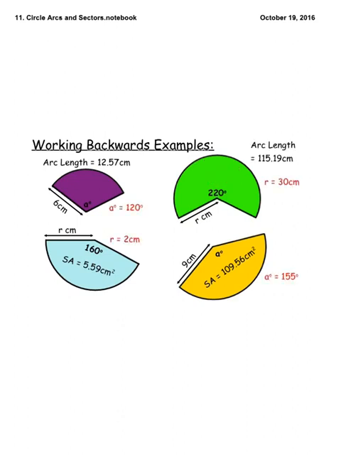You should have come to the conclusion that A degrees for the first purple sector was 120 degrees. For the light blue sector, the radius was 2 centimeters. For the green sector, the radius was 30 centimeters. And for the yellow sector, the angle was 155 degrees.